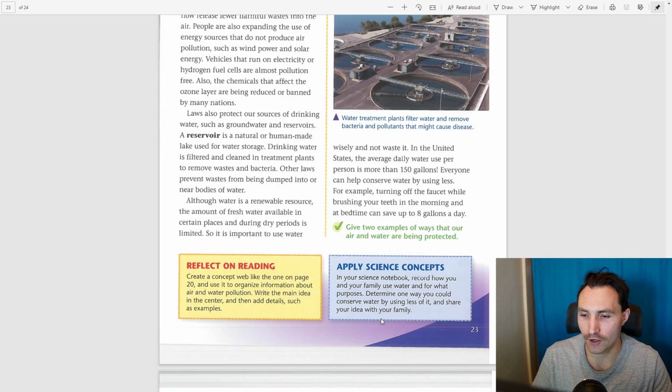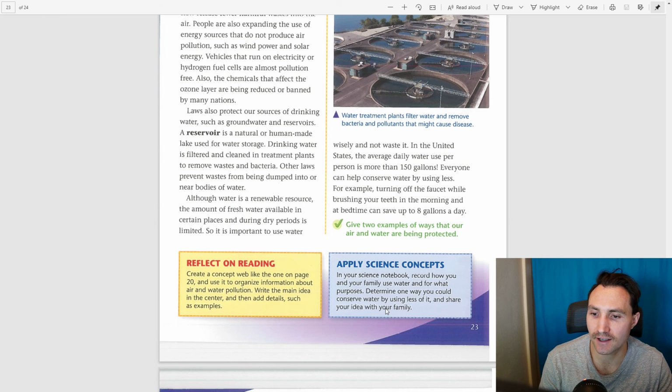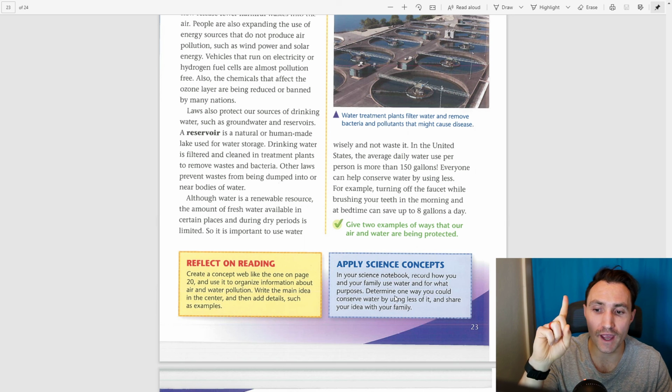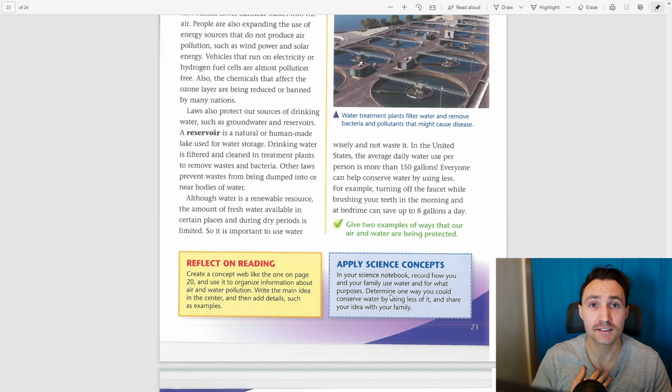And then for your apply science concept, which is your last apply science concept for air and water, it says in your science notebook, but in the text entry box for your apply science assignment on Canvas, write out how you and your family use water and for what purposes. So how do you use your water during the day? Do you use it for brushing your teeth, drinking, cleaning, things like that? And then determine one way you can conserve water by using less of it. And then share your idea with us in the text entry box, but also share it with your family, okay?